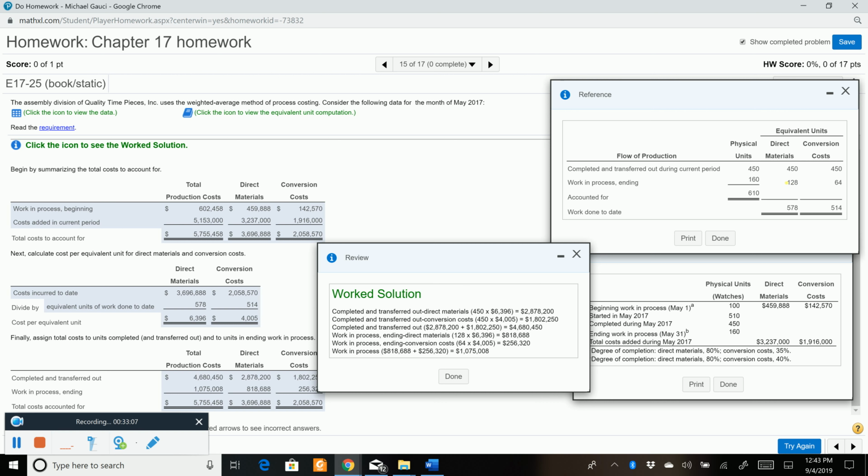So for direct materials, those 128 is our ending WIP. We'll take the ending WIP equivalent units, 128, multiply it by our cost per equivalent unit of 6,396. That equals 818,688. That's what stays in ending WIP.